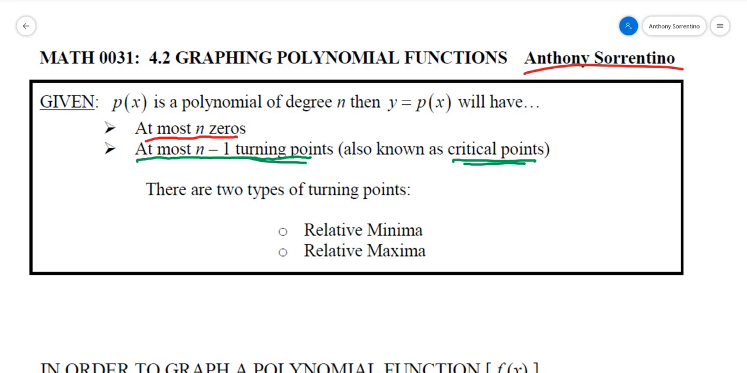And so if I have a degree n polynomial, I would expect at most n minus 1 turning points. So again, if I have a degree 5 polynomial, I would expect to see as many as 4 places where the graph goes from increasing to decreasing, or vice versa.